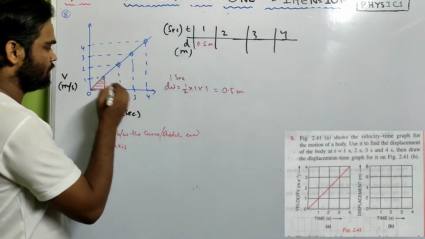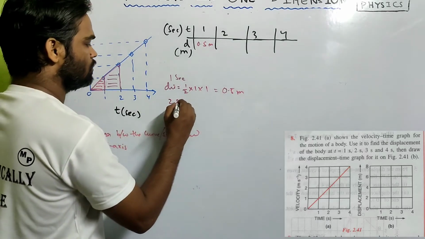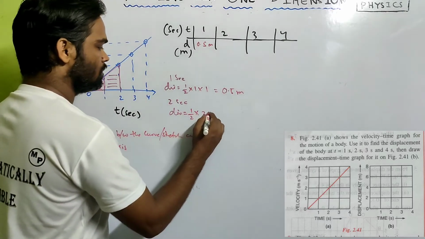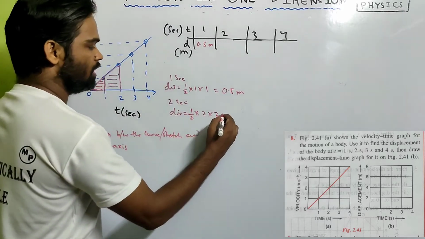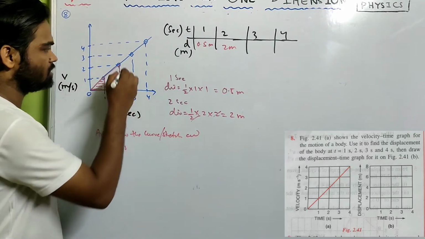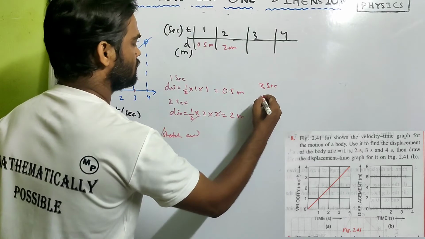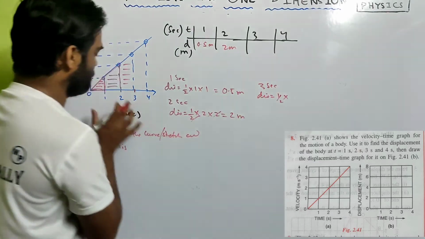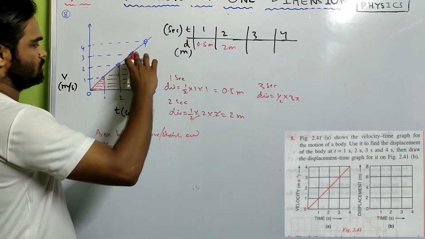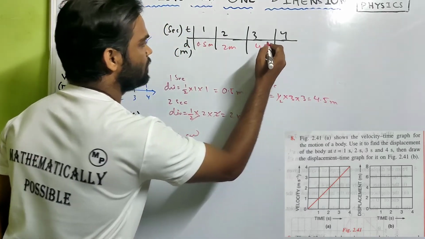After 2 seconds, again this is your figure. At 2 seconds, the displacement is half into base, which is 2, into height, which is 2. The area we find is 2 meter. Then at the end of 3 seconds, it's the bigger triangle. So at 3 seconds, displacement will be half into base 3 and height, how much? Height is also 3. That's 9 by 2, that's 4.5 meter.